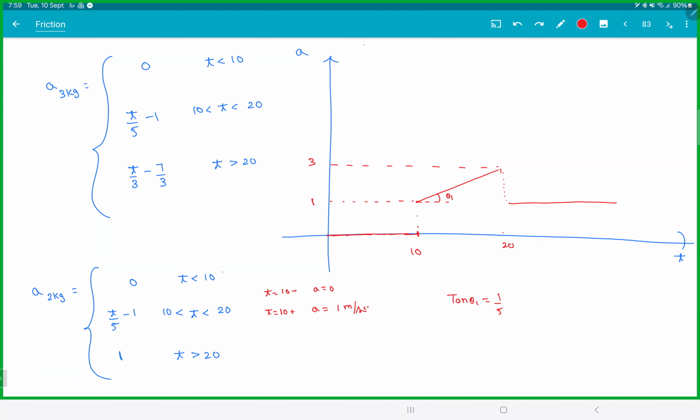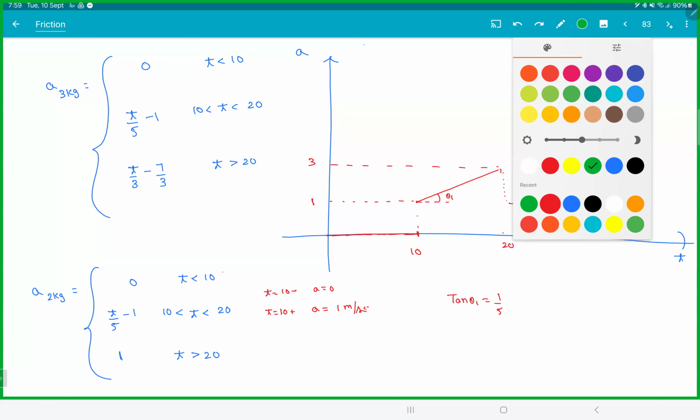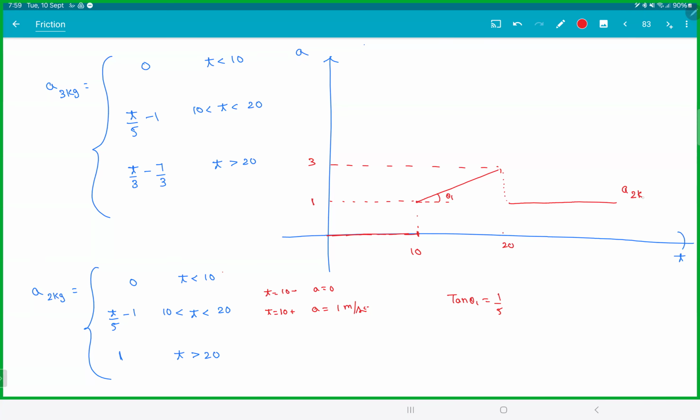Did you draw? First thing, see, I'll draw with a green line. This is the 2 kg block. So initially it is 0, so great. Then again discontinuity, it will go together here. So till here everything is fine. Now look at the value here, if I keep t is equal to 20 here.